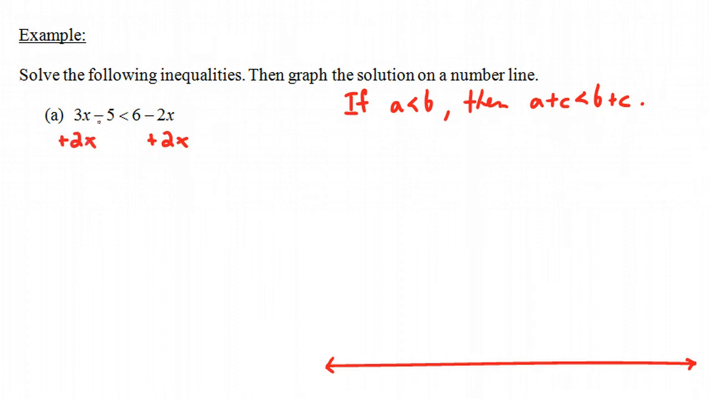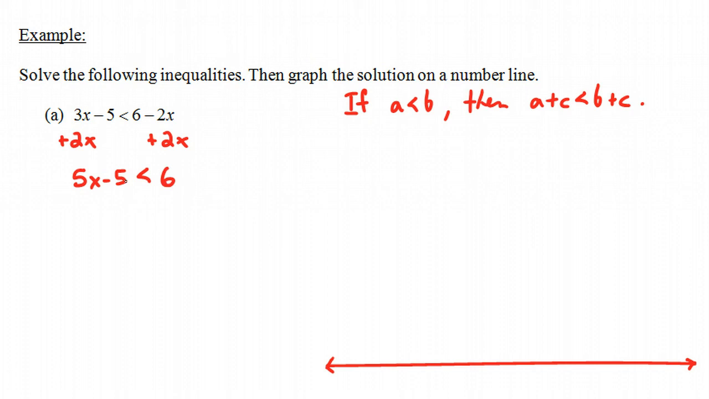Now, why is it okay to add 2x to both sides? Well, by this principle that we just looked at. We're thinking of the A as being 3x minus 5, and the B as being 6 minus 2x. The C that we're adding to both sides is 2x. So if A is less than B, then A plus C will be less than B plus C. So what is A plus C? Well, that will be 5x minus 5. And the right-hand side will just be 6.